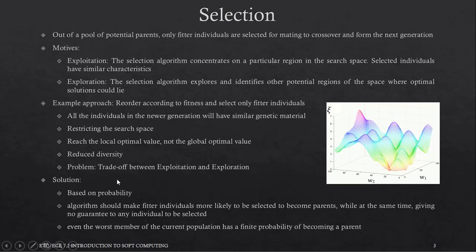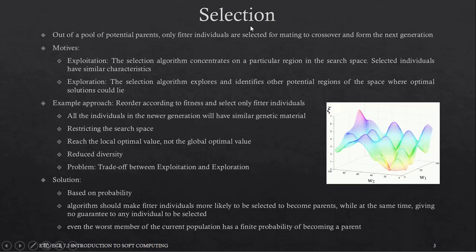Maintaining diversity in the population retains the scope of searching wider regions of the search space and it improves the chances of reaching the global optimal solution. Therefore, we realize that there exists a trade-off between exploitation and exploration. And the solution to this is to have a selection algorithm based on probability. The algorithm should make the fitter individuals more likely to be selected to become parents, while at the same time giving no guarantee to any individual that they will be selected. In this situation, even the worst member of the current population has some finite probability of becoming a parent, and we want that. We will finally study all of these different selection mechanisms in upcoming lectures.